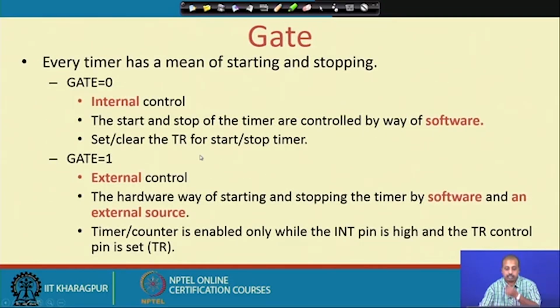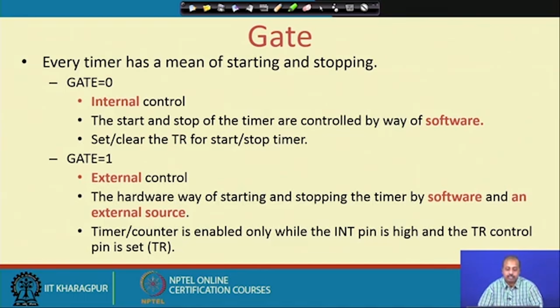Gate part. Every timer has a means of starting and stopping, so gate equal to 0 and gate equal to 1. Gate equal to 0 means, as I said, that it is totally internal control. It is software controlled operation. The start and stop of the timer will be controlled by the software by setting the TR bit. Once you set the TR bit, the timer will start. When you want to stop the timer, we have to clear the TR bit.